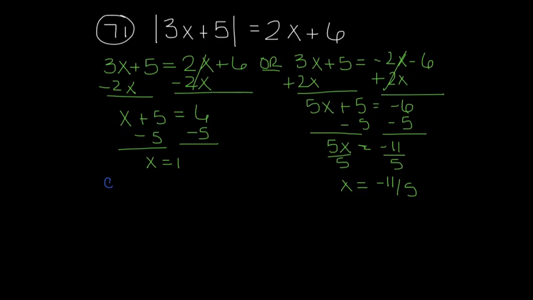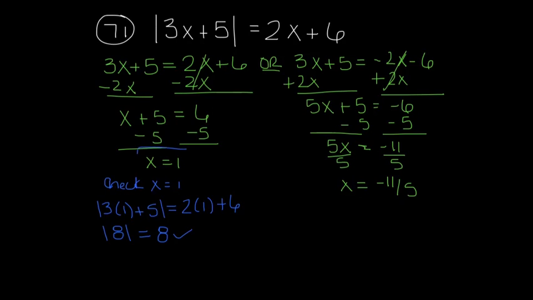So if I check x equals 1, that gives me the absolute value of 3 times 1 plus 5 equals 2 times 1 plus 6, which gives me the absolute value of 3 plus 5 is 8, equals 2 times 1 is 2 plus 6 is 8. The absolute value of 8 equals 8. That is true. So that means that x equals 1 is a solution.